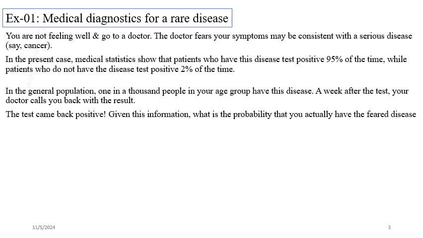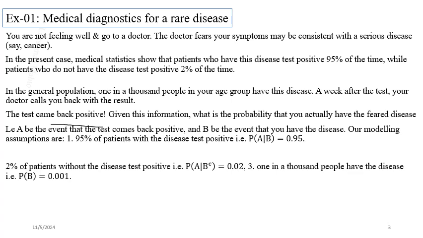So a week after the test, your doctor calls you back with the result and the test came back positive. The test is positive. Given this information, which is partial information, what is the probability that you actually have the disease? You have to compute it. You don't have to worry. You will see that it is not a very large probability if all the scenarios are considered.